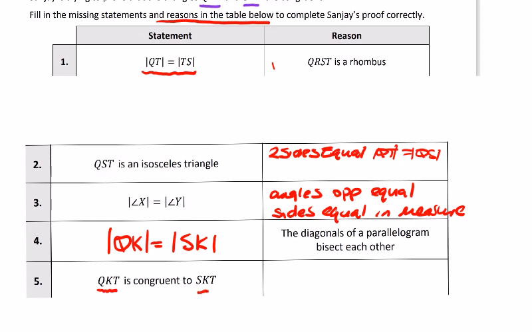The last one, they're looking for triangle QKT is congruent to triangle SKT. That's side angle side that we saw above. Side angle side, therefore congruent. And I think that's the end of this question.